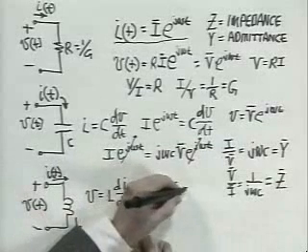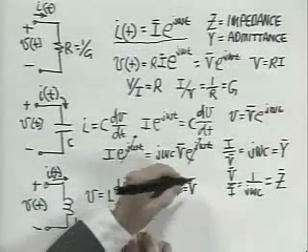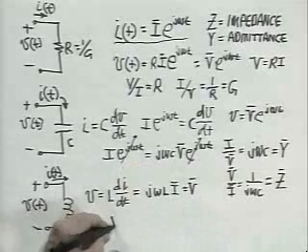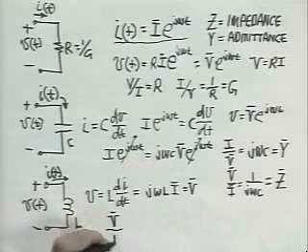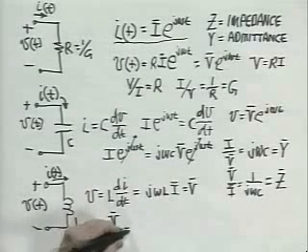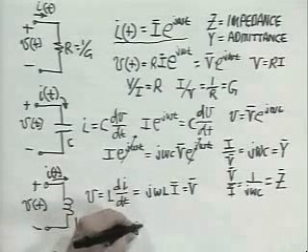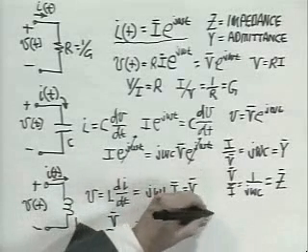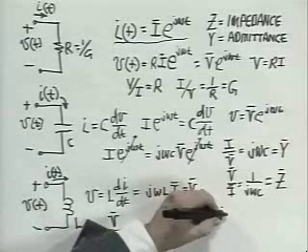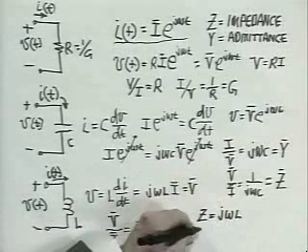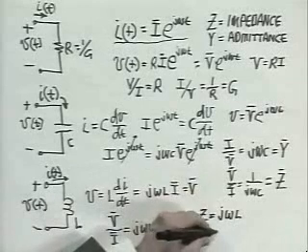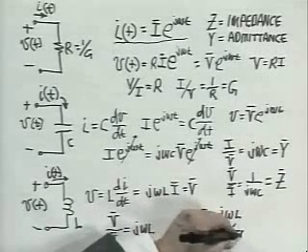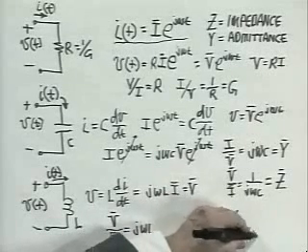This then is the complex amplitude of the voltage that we're seeking. So the ratio of the voltage to the current, the ratio of those complex amplitudes, is just j omega L. The impedance of an inductor is j omega L. The admittance of an inductor is its reciprocal, 1 over j omega L.